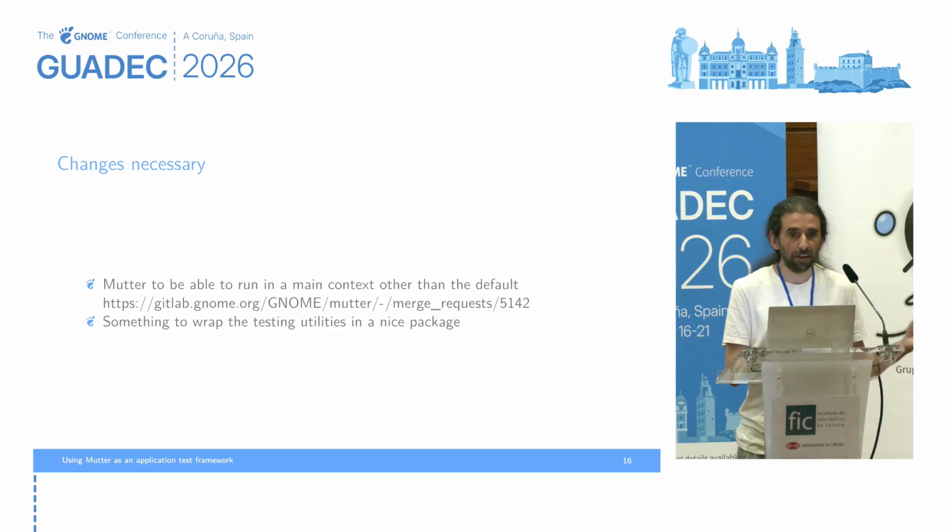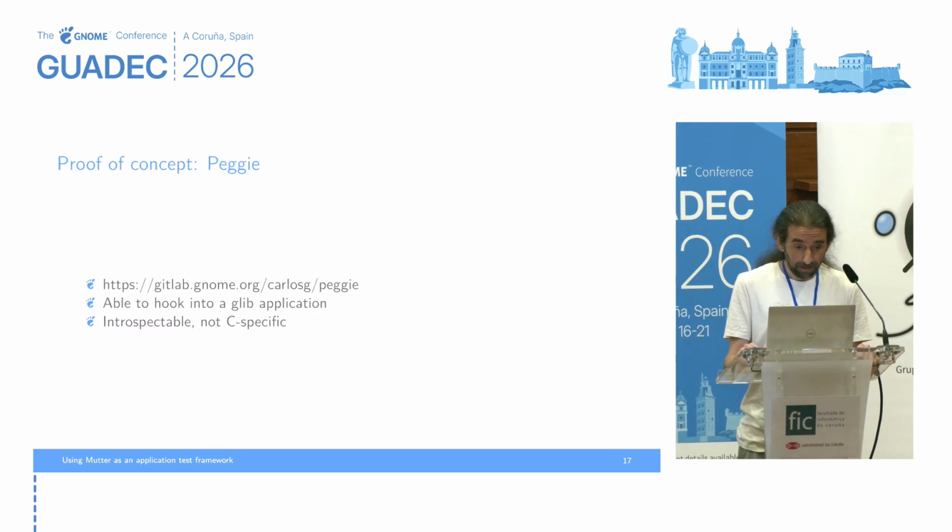Mutter already has a number of other threads with their own main contexts, like the KMS thread and the input thread and whatnot. So it kind of made sense that its main thread also has an identity, and that we can swap it for this use case. And ideally, it would be nice to wrap this framework in a nice package. And yeah, I wrote a small proof of concept.